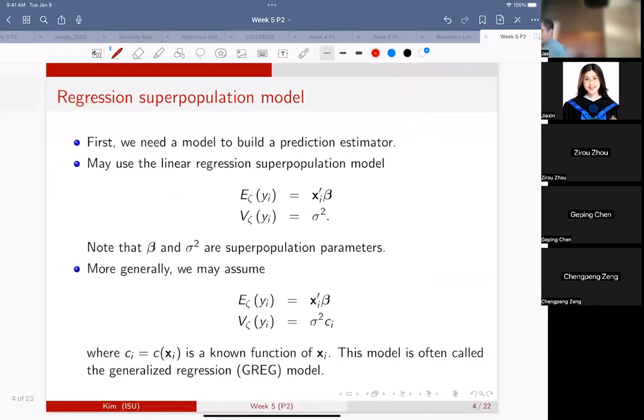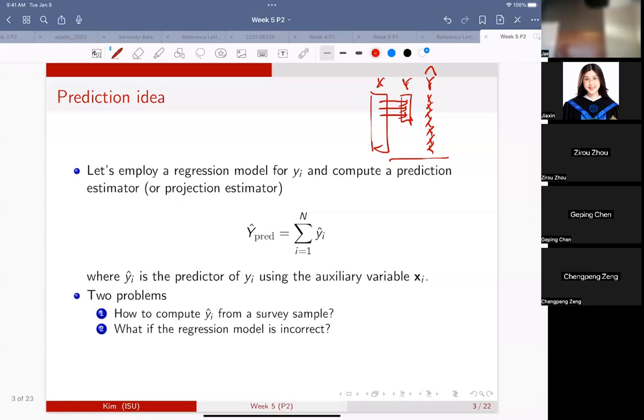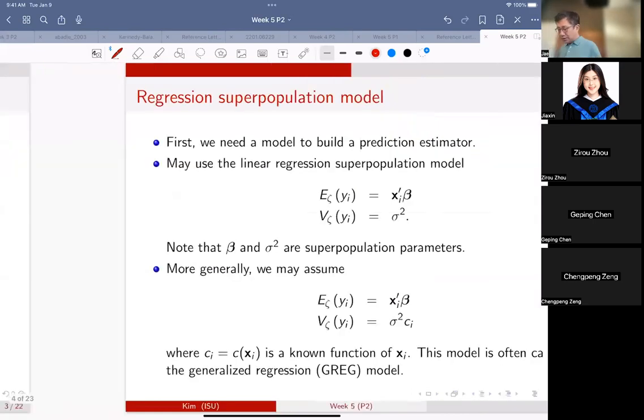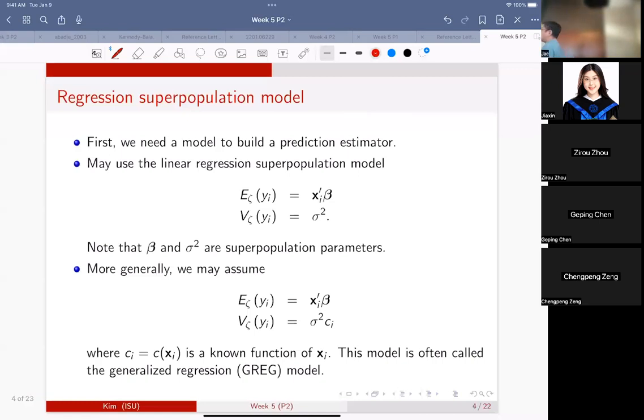So when you want to compute the prediction, you are thinking of some model. The easiest model we can think of is a regression model. We may come up with a more complicated model later, but as a building block, you can start with a linear regression type model.